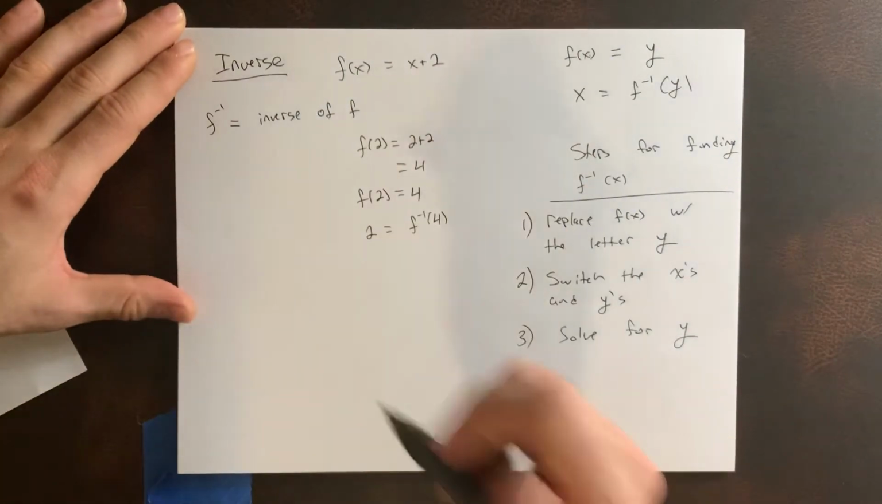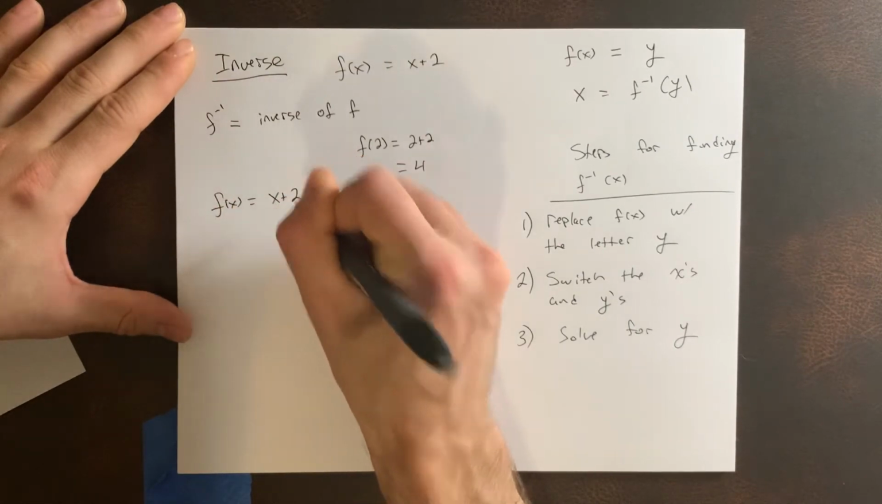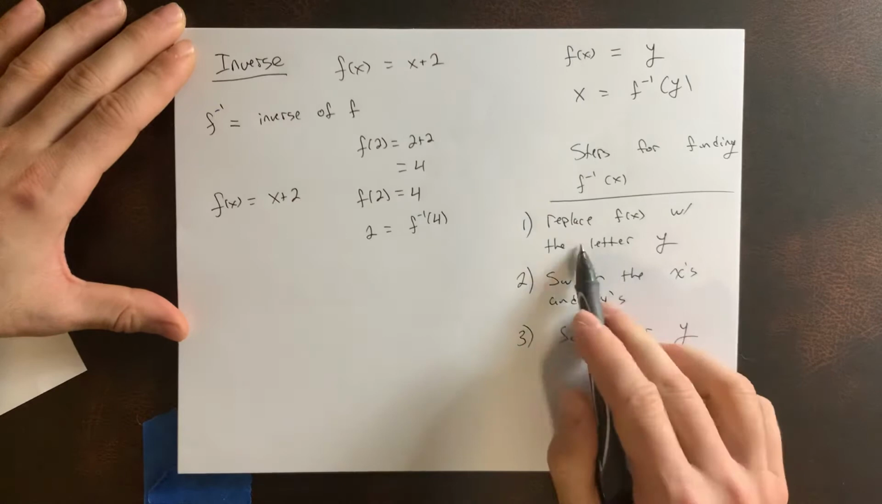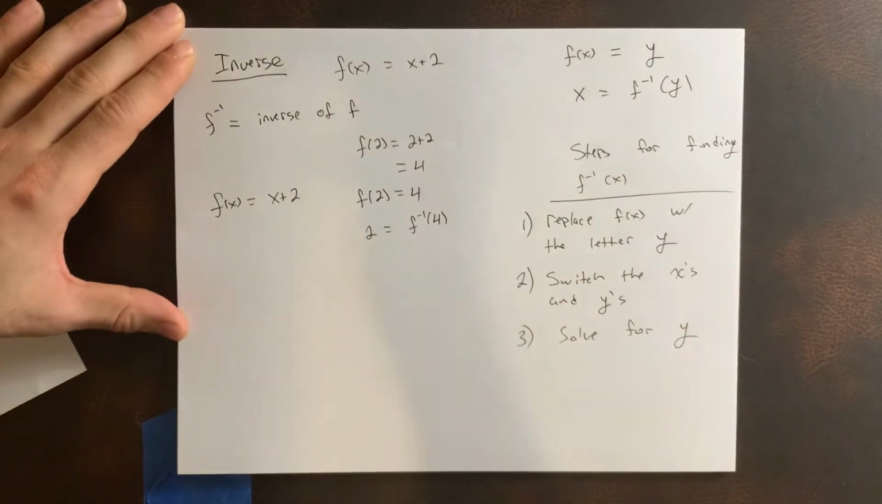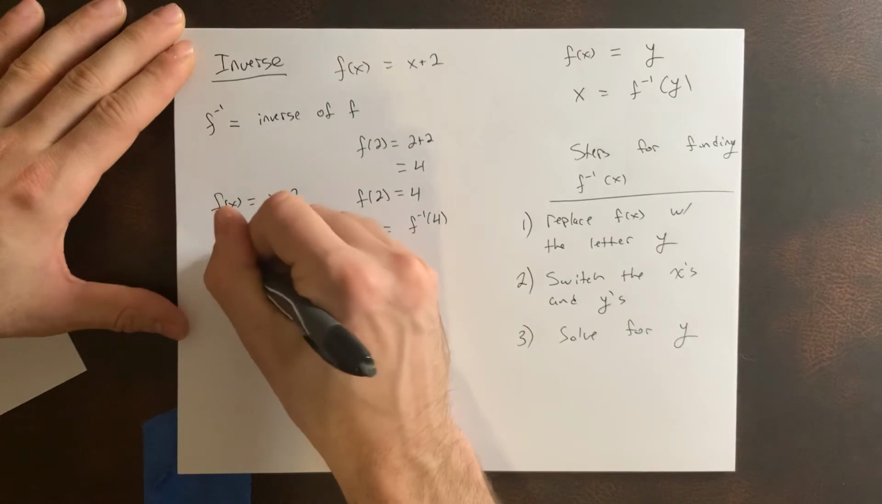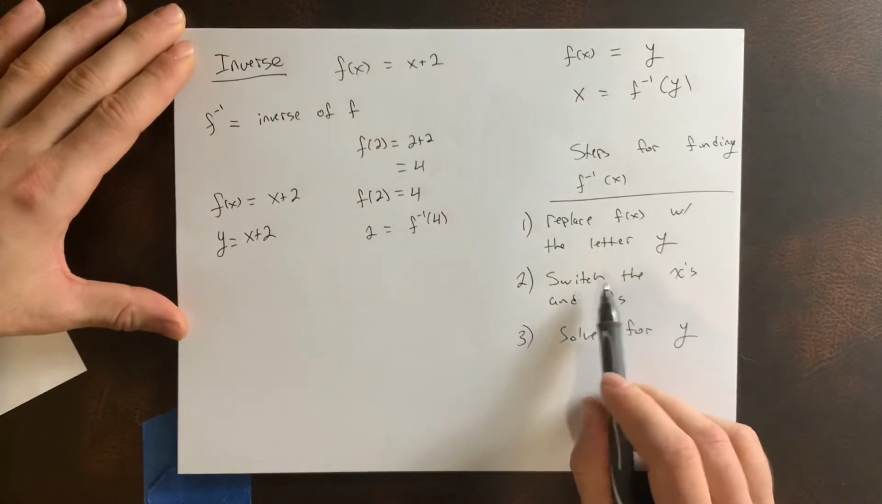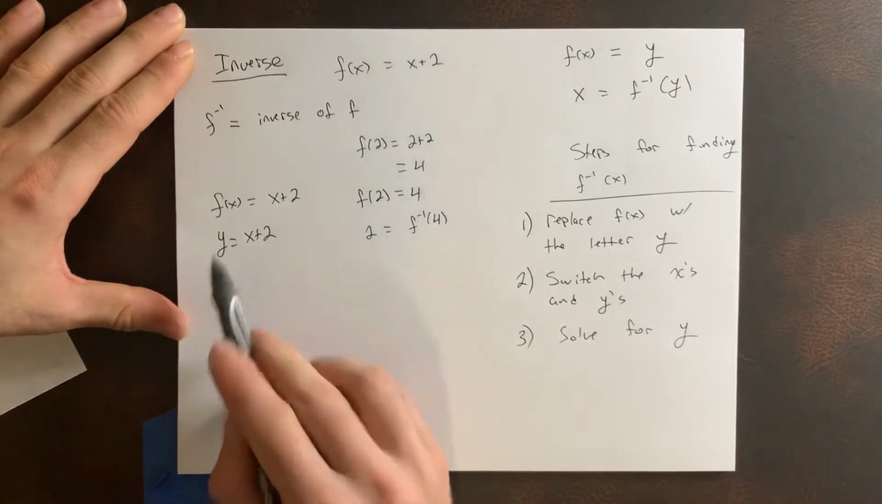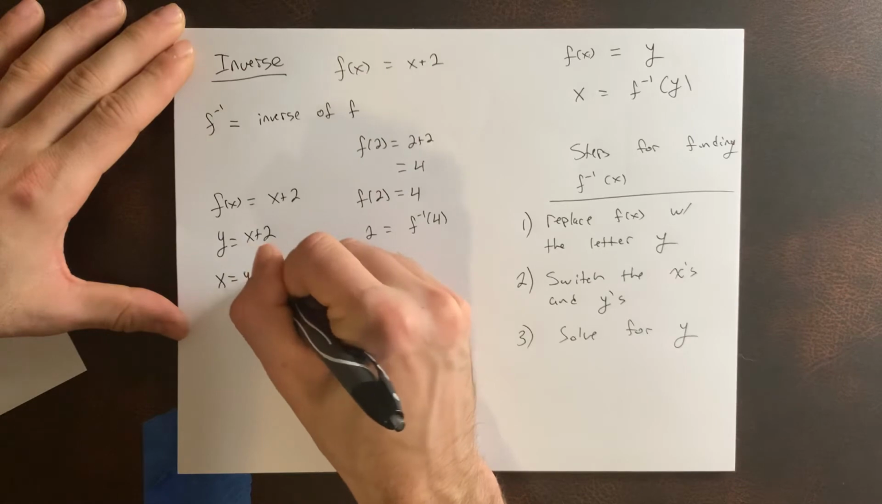So let's take this example up here. f of x is equal to x plus 2. And let's find the inverse of this one. So the first step says replace f of x with the letter y. Okay, so here's an f of x. Instead of writing that, let's put the letter y. y is equal to x plus 2. The next step says switch the x's and the y's. So here's a y, I'm going to put an x here. Here's an x, I'm going to put a y here.